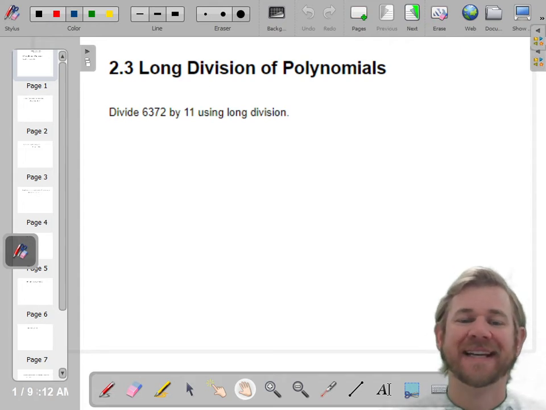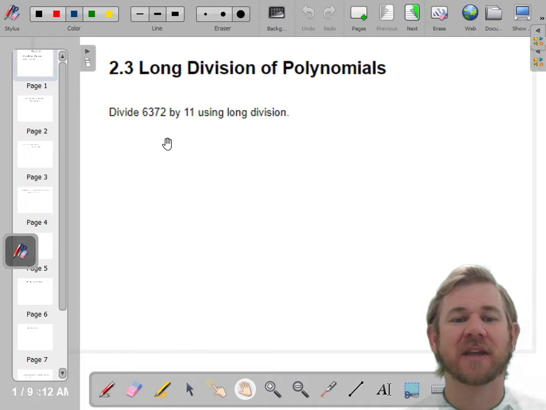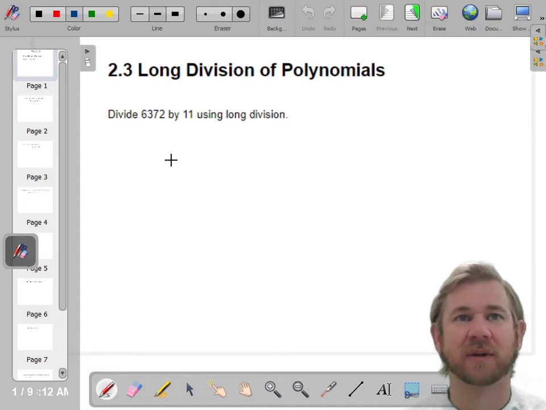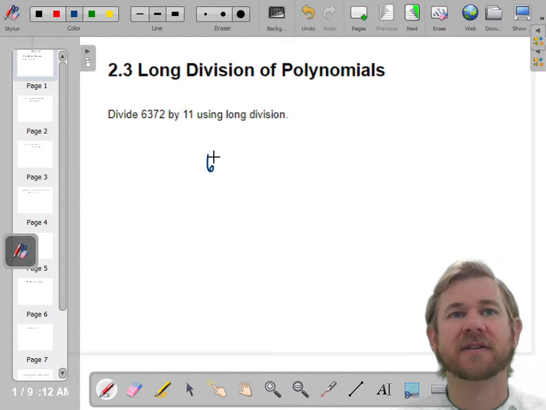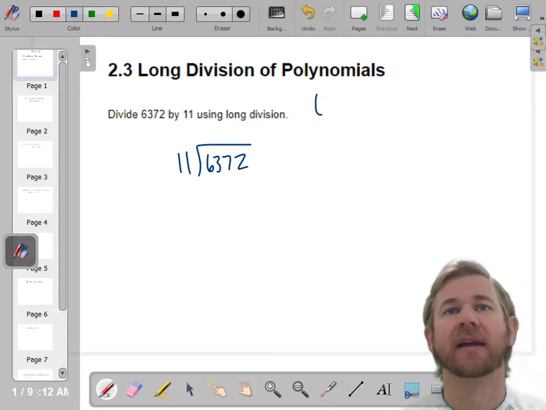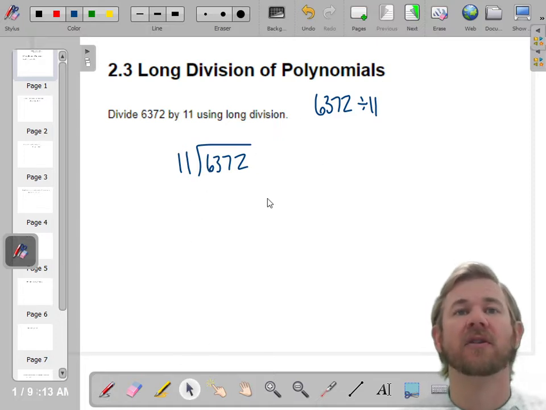So, ladies and gentlemen, let's do some long division. Before we do it with polynomials, we're going to do it with just numbers. So let's go through and remind ourselves how this works. We're going to divide 6,372 by 11. If you wrote it out like 6372 divided by 11, we're using a fraction bar. This is how we write that using long division.